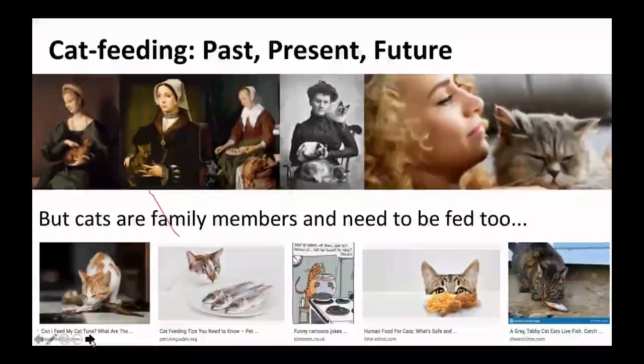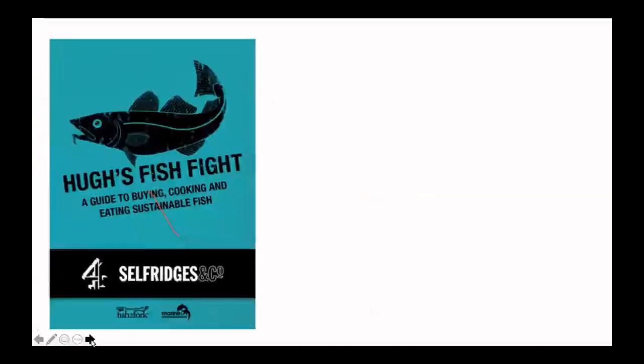If you look, this is just a screenshot from the internet. If you just write cat food or feeding cats, you get all of these pictures of cats eating fish. But it's really struck me for a long time. I have no idea why this association between marine fish and cats has come about, because it's not part of their natural diet. And is it just another one of those cases where people are feeding cats fish because we eat fish? I mean, that might be the case, right?